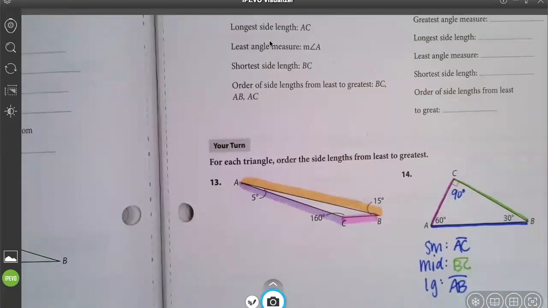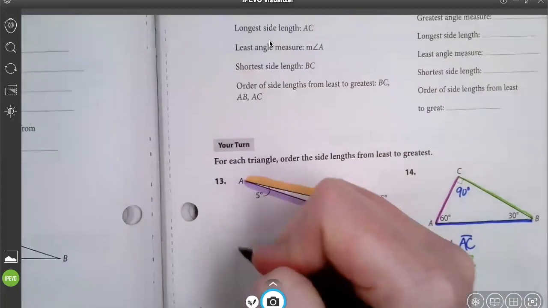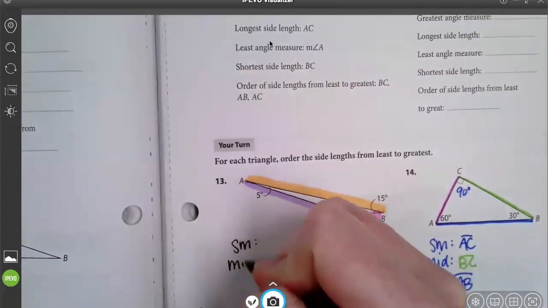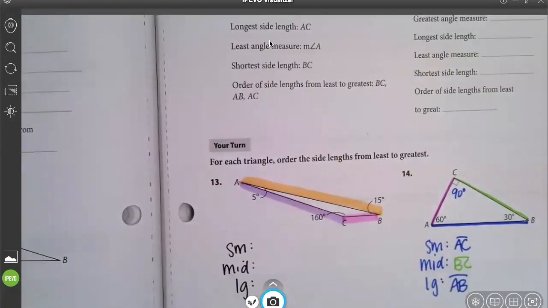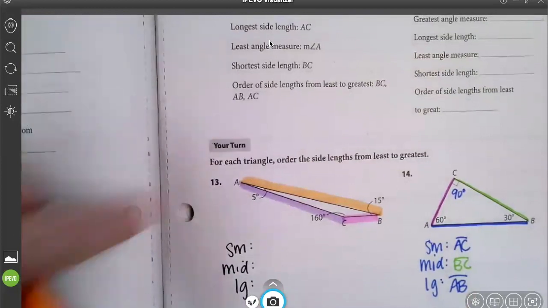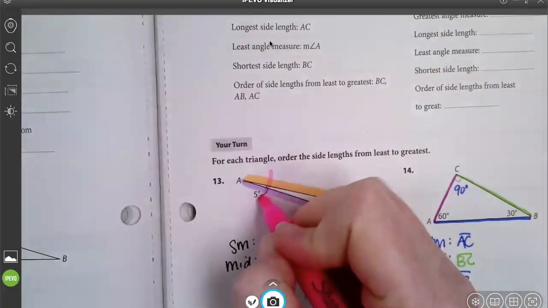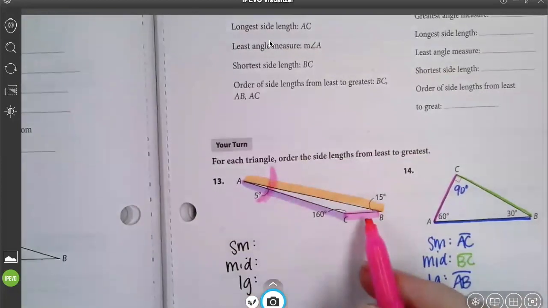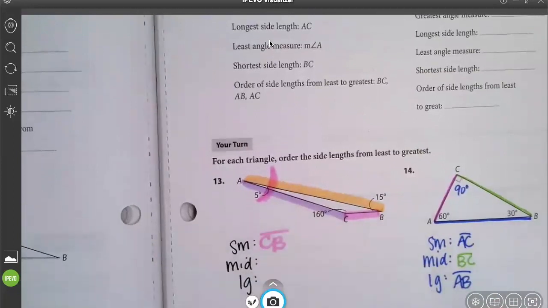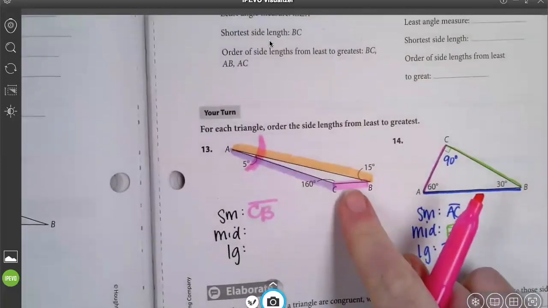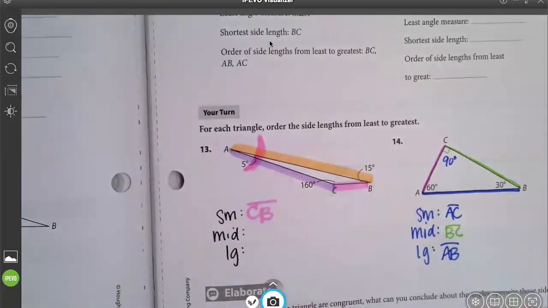So for each triangle, it says order the side lengths from least to greatest. So again, that is smallest, and then the middle, and then the largest. So I am looking for my smallest angle. Well, if you're looking at this triangle, you pretty clearly can tell that this is a super tiny angle, 5 degrees. So this angle up here, 5 degrees, is across from or opposite from side CB. So CB is the shortest side because it is across from the smallest angle.